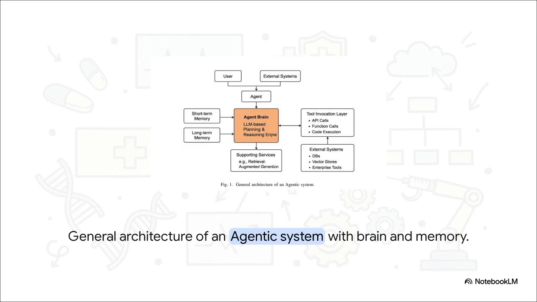And then there's the tool invocation layer. This is where the magic really happens, folks. The brain decides it needs more information, so it reaches out via API calls or function calls directly to external databases. The data flows seamlessly from the user, gets reasoned over by the brain, and ultimately triggers real-world tools.